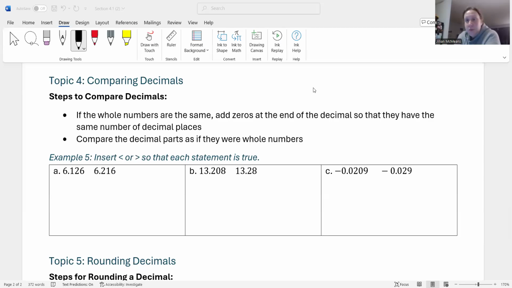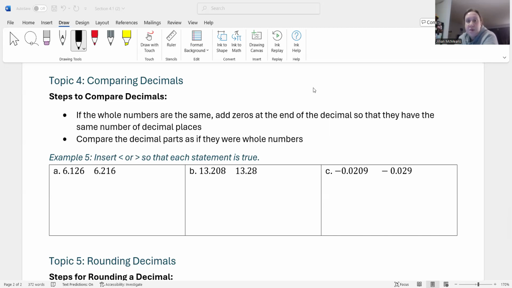So just like with whole numbers and fractions, we can compare decimals. And remember, when you're comparing two numbers, you're determining which number is bigger or which number is smaller, okay? So steps to compare decimals, all right? If the whole numbers are the same, we just have to compare the decimal part.